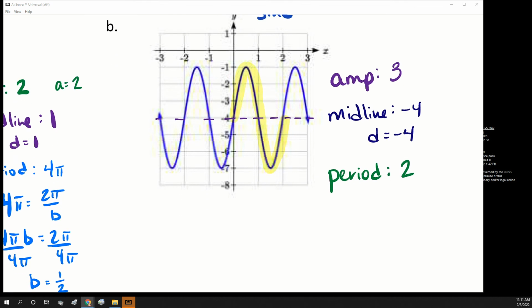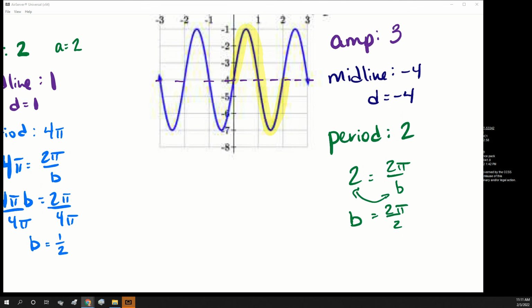So what that means is 2 should be equal to 2 pi over B. Now, do you guys remember that rule when we were doing trigonometry and I was like, if the variable's down low, you're going to switch? Will that work here too? Yeah, so you can do it that way if you want to switch or just solve it, whatever. Either way you do it, B is going to be pi.